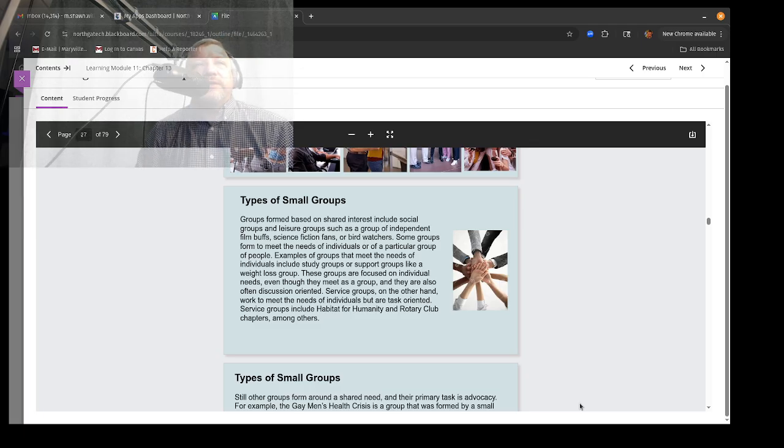Groups based on shared interest include social groups and leisure groups, such as a group of independent film buffs, science fiction fans, bird watchers, right? Some groups form to meet the needs of individuals or particular group members. Examples of groups that meet the needs of individuals include study groups we talked about earlier, or support groups.